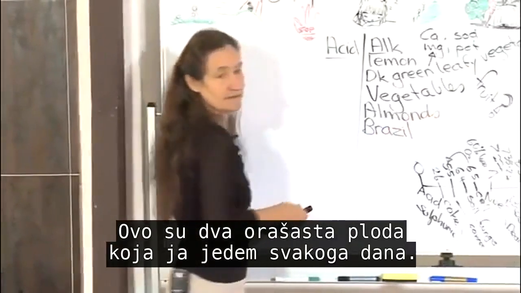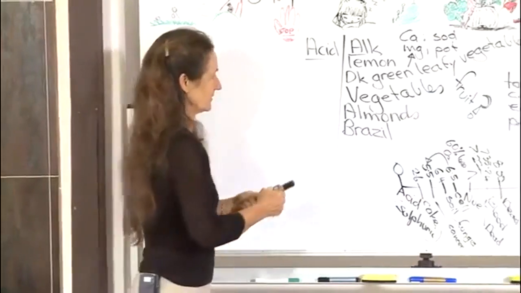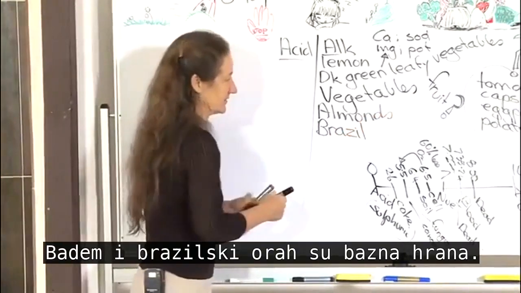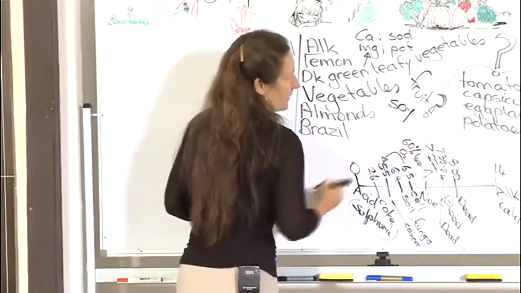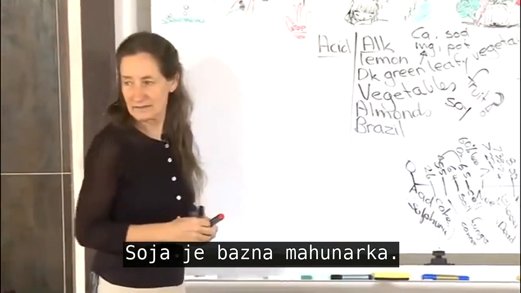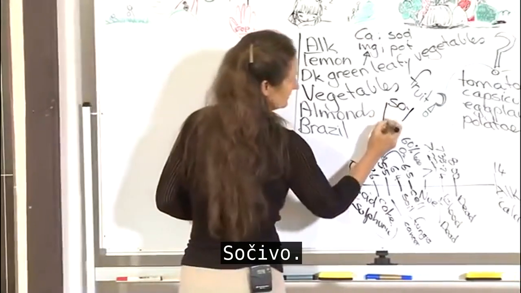These are two nuts that I eat every single day. They're the two Brazil nuts. Sorry, they're the two alkaline nuts. Soy. Soy is an alkaline legume. Lentils.